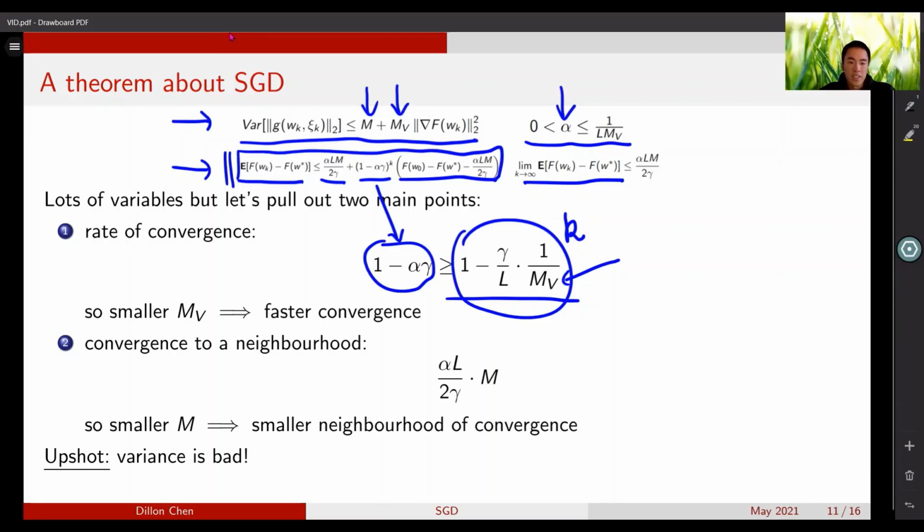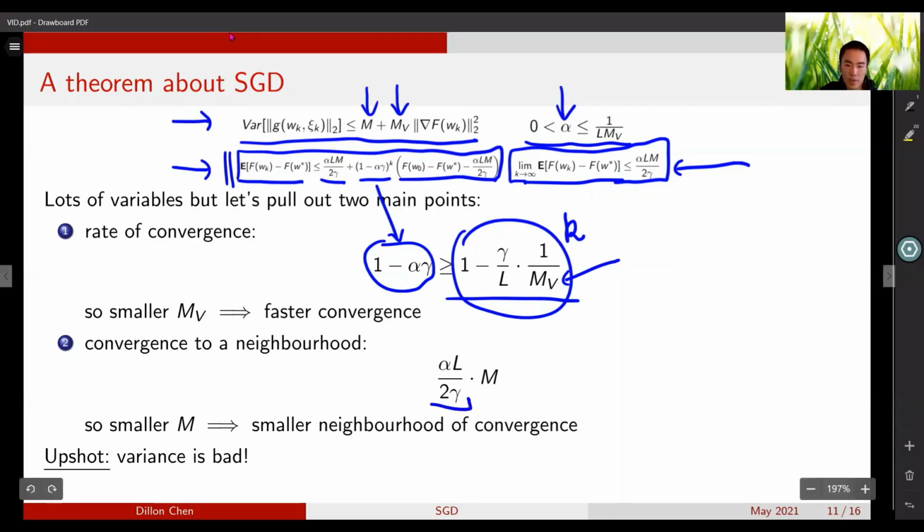The second message is that we can also look at the accuracy of convergence. Now we consider this limit equation on the right here. We see that as k goes to infinity, the difference of f of w_k minus the global minimum value is alpha L M over 2 gamma. Notice that this is non-zero.